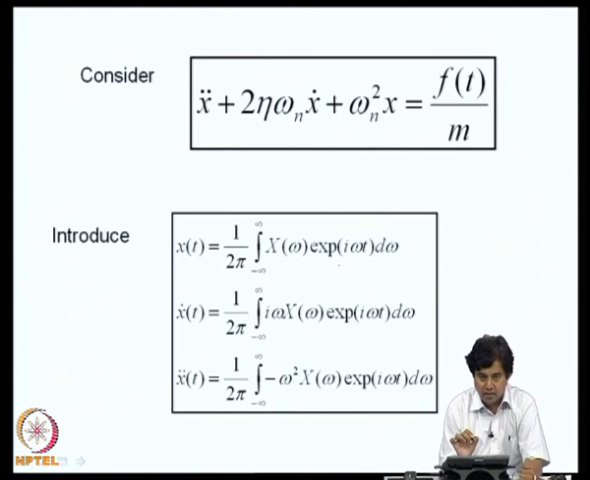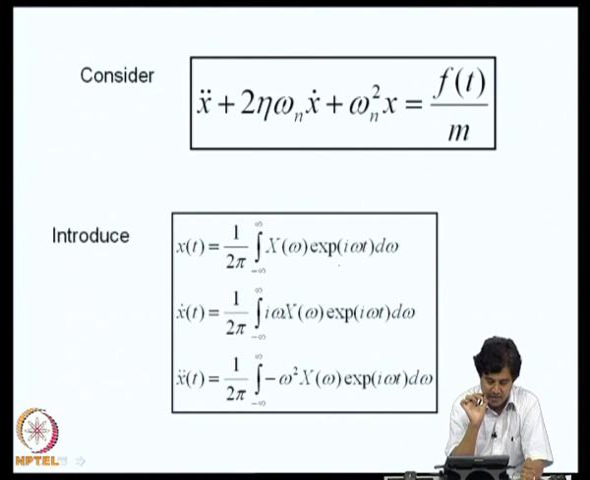Now, till now I have defined H of omega as the Fourier transform of h of t, but we also introduced a frequency response function. We were trying to define the relationship between the impulse response and the frequency response function. Now, we will continue this discussion. Suppose we consider the equilibrium equation, and for x of t I write the Fourier transform, and for x dot of t I differentiate this. So, this becomes i omega, and x double dot of t will be minus omega square times this. I will substitute this and write f of t in terms of its Fourier transform.